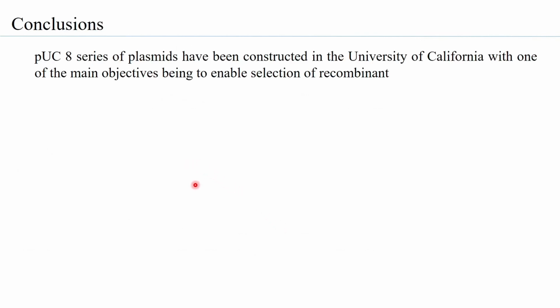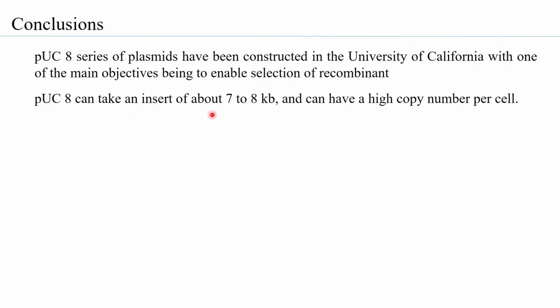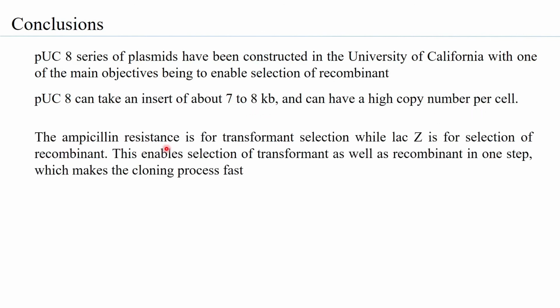So let's make the conclusions. The pUC8 series of plasmids have been constructed at the University of California. So p is for plasmid, and UC stands for University of California, with one of the main objectives being to enable selection of recombinants. pUC8 can take an insert of about 7 to 8 kb and can have a high copy number per cell. The ampicillin resistance is for transformant selection, while lacZ prime is for selection of recombinants. This enables selection of transformant as well as recombinant in a single step, which makes the cloning process much faster.